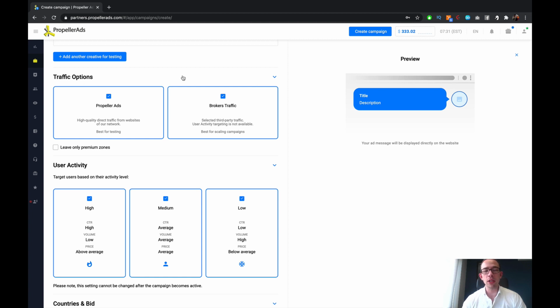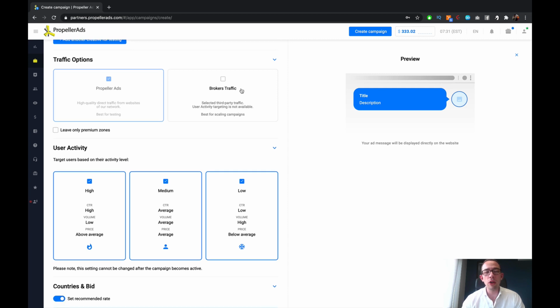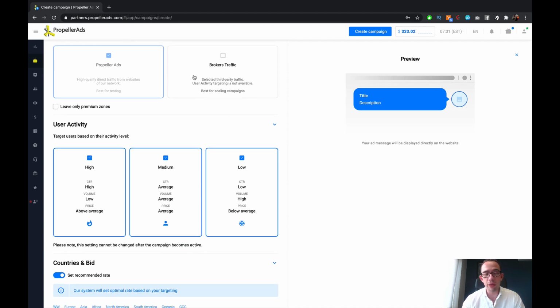Then you have traffic options, obviously also a very important one. You can choose between only PropellerAds or also include brokerage traffic. So PropellerAds has high quality direct traffic from websites of our network, high quality, best for testing. And then they have broker traffic, selected third-party traffic, user activity target is not available, best for scaling campaigns. So they're basically saying test on us, and then when you need more traffic, scale, because the brokerage traffic is of lower quality. That's basically what they're saying, right? Because they say high quality here and they don't say anything here about the quality. So usually brokerage traffic is bad traffic. It's the traffic that other networks did not sell because people didn't want to buy it, so they broker it to a different source, which is in this case PropellerAds.